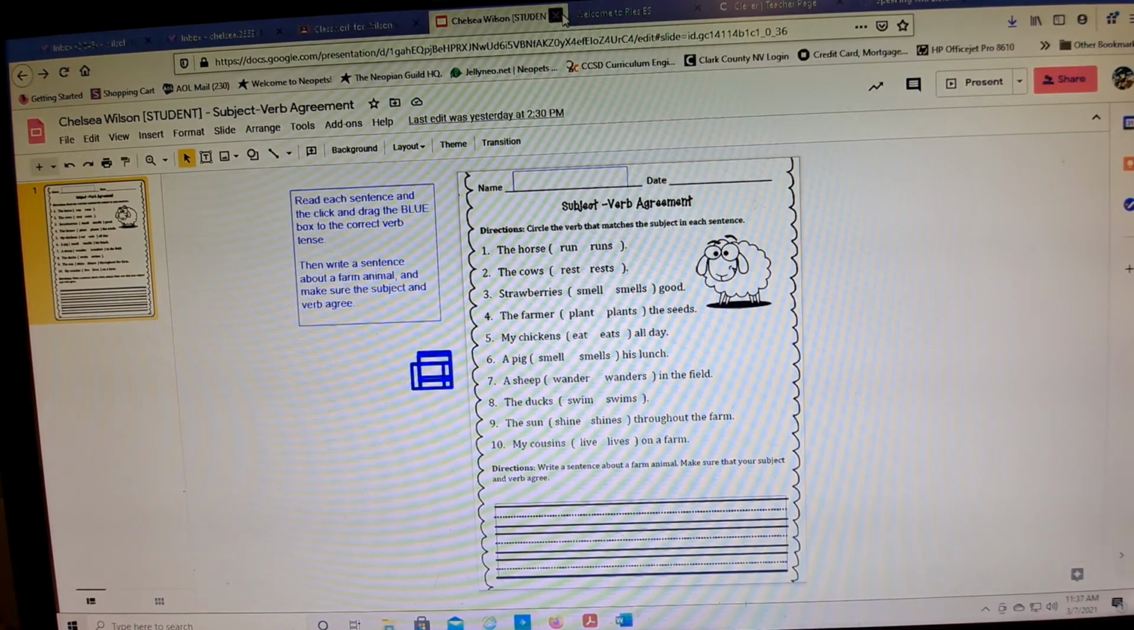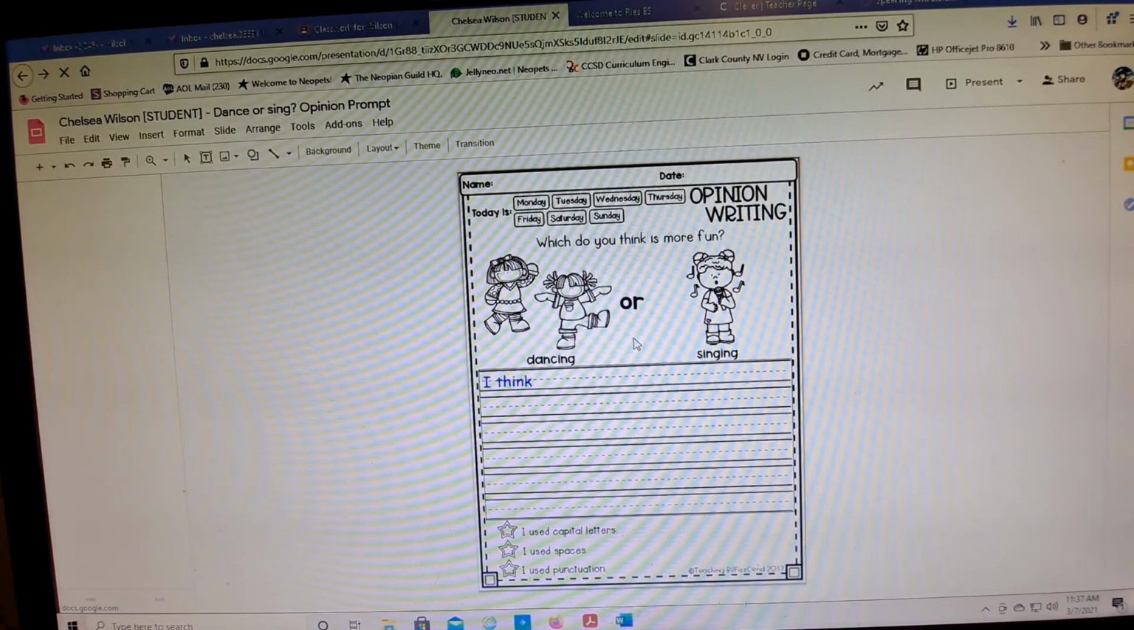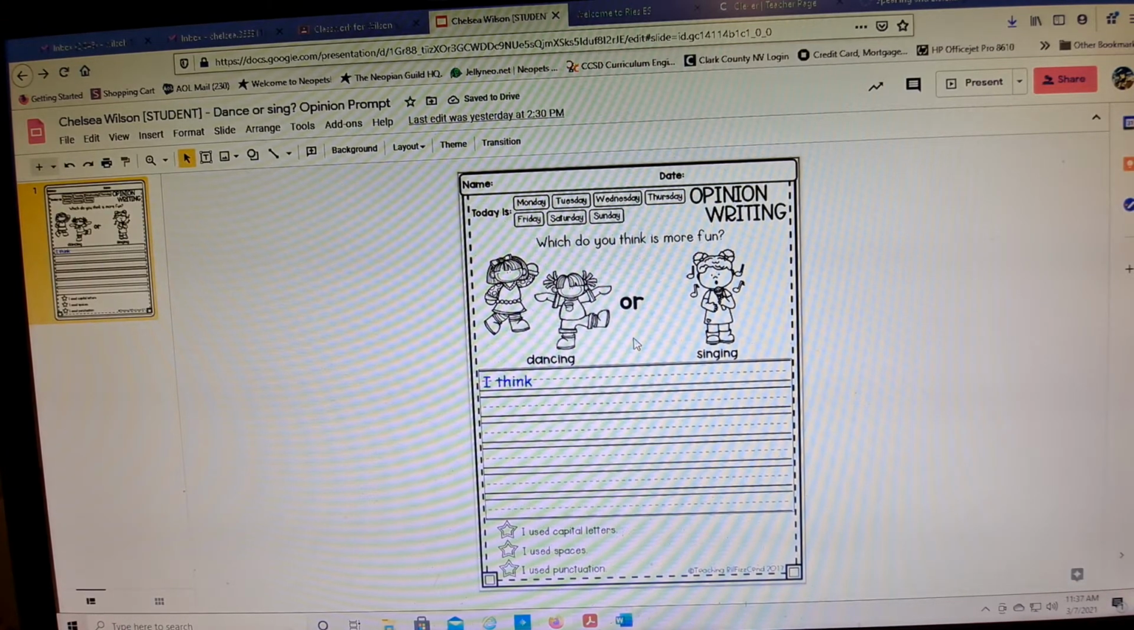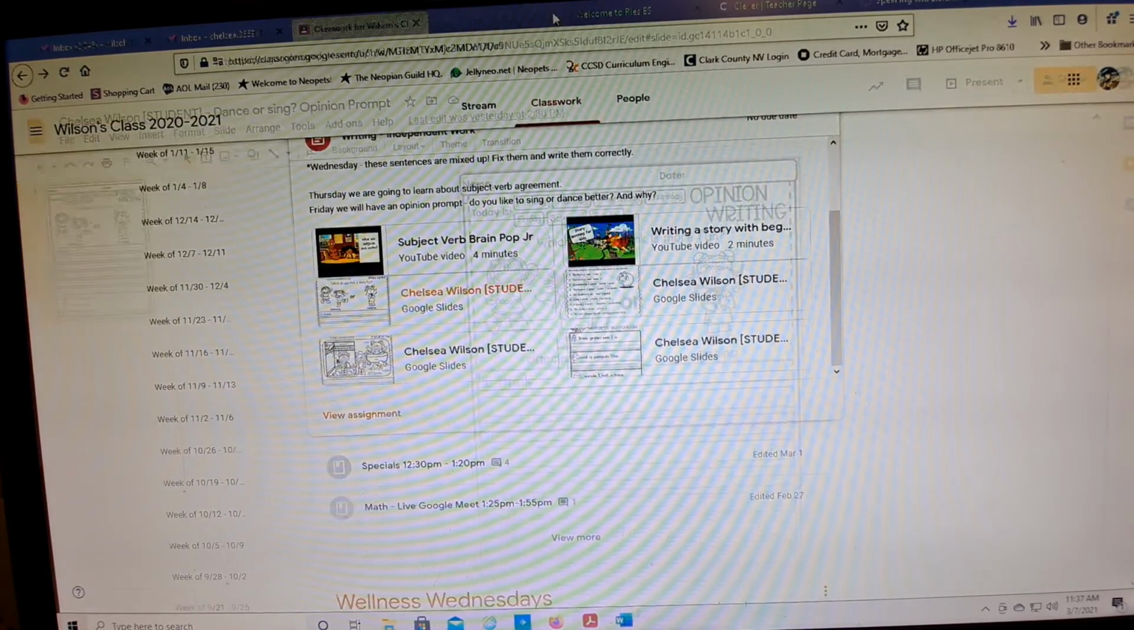And then Friday, of course, we have an opinion prompt. And this time it is, which do you think is more fun, dancing or singing? I have a starter, and we're going to talk about giving a reason why. I think dancing is more fun because, and that's what we'll do on Friday. So that's writing.